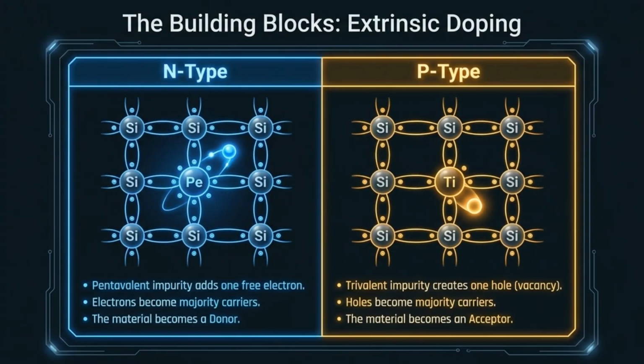Extrinsic doping creates N-type and P-type semiconductors. N-type uses a pentavalent impurity, adding a free electron, making it a donor. P-type uses a trivalent impurity, creating a hole or vacancy, making it an acceptor.